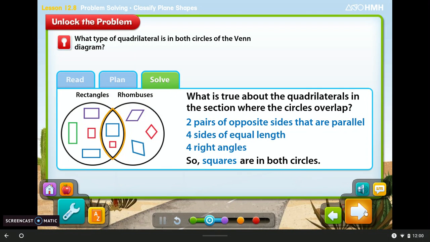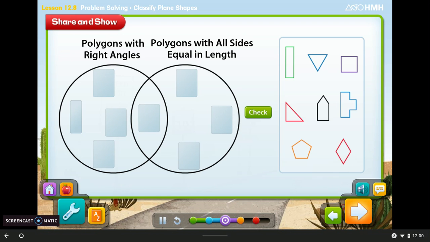So let's do another example. Here we go. This is actually making me drag and drop. I have to figure out which polygons have right angles, which polygons have all sides with equal lengths, and which ones have right angles and all sides with equal length, because that's what the middle part means. So let's look for right angles. I see this. This is a rectangle. Did you remember that a rectangle has four right angles? Yes. So I'm going to put it right there.